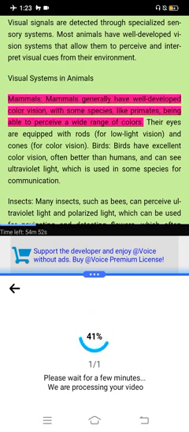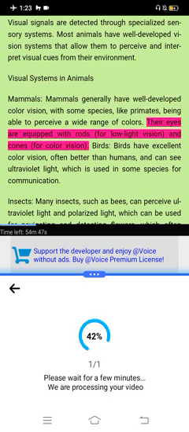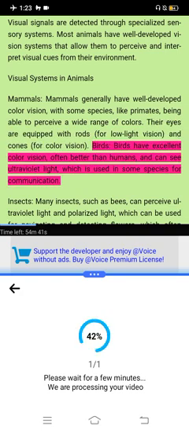Mammals. Mammals generally have well-developed color vision, with some species, like primates, being able to perceive a wide range of colors. Their eyes are equipped with rods for low-light vision and cones for color vision. Birds. Birds have excellent color vision, often better than humans, and can see ultraviolet light, which is used in some species for communication.